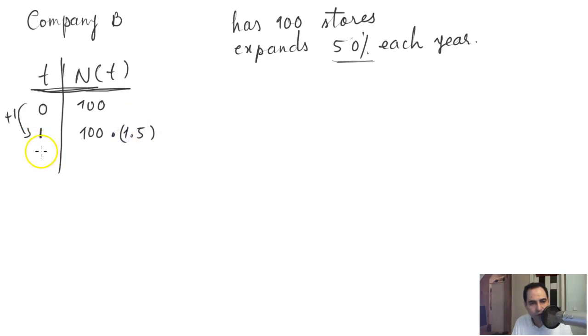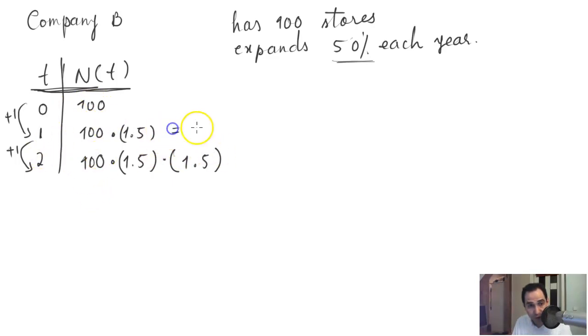If 2 years have passed, adding 1 to this again, you take this number of stores, 100 times 1.5, and then again you have to increase this by 50%. That means you multiply this by 1.5 again. And you can see where this is going.